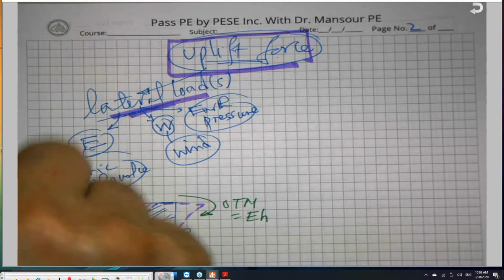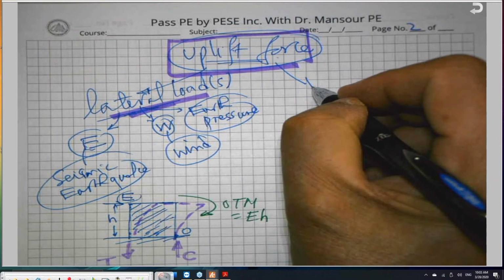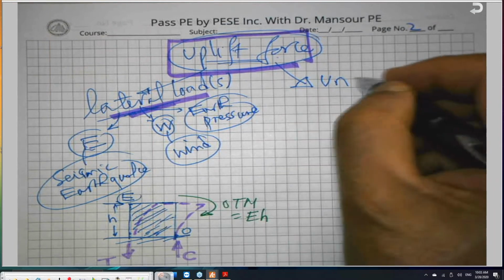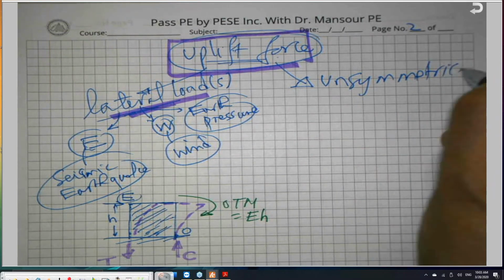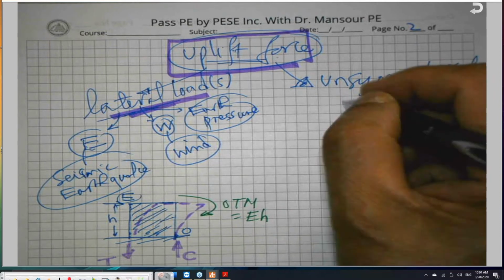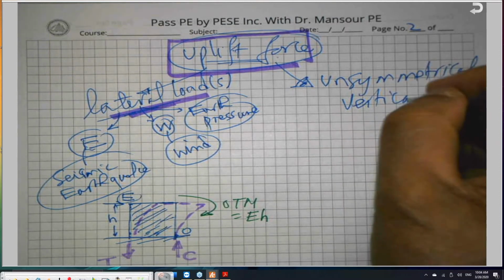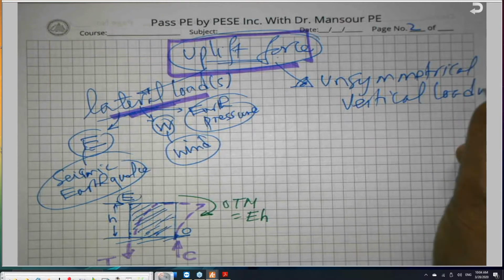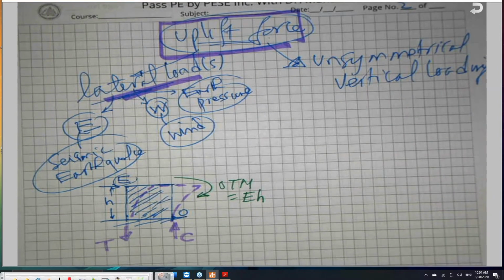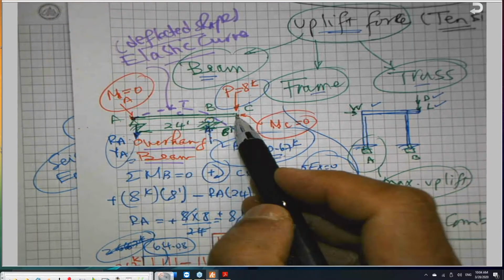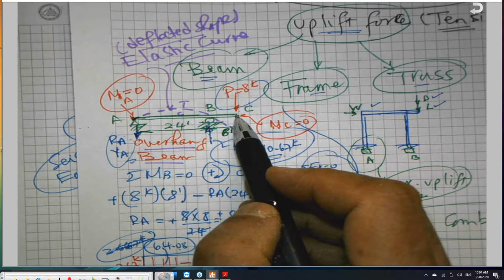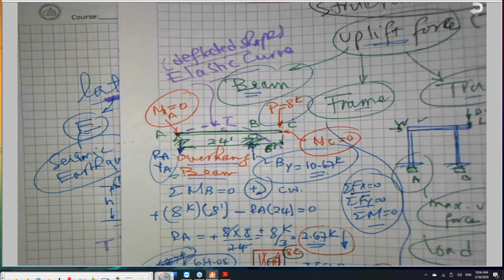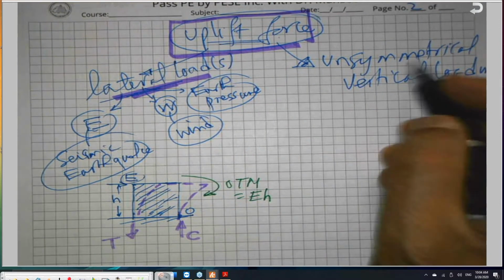Another source for uplift force is unsymmetrical vertical loading. Like what? Like this beam here, the overhang beam. It has only one load. Is this symmetrical? No. This is unsymmetrical loading. The loading is acting at a point, and that will create uplift force.